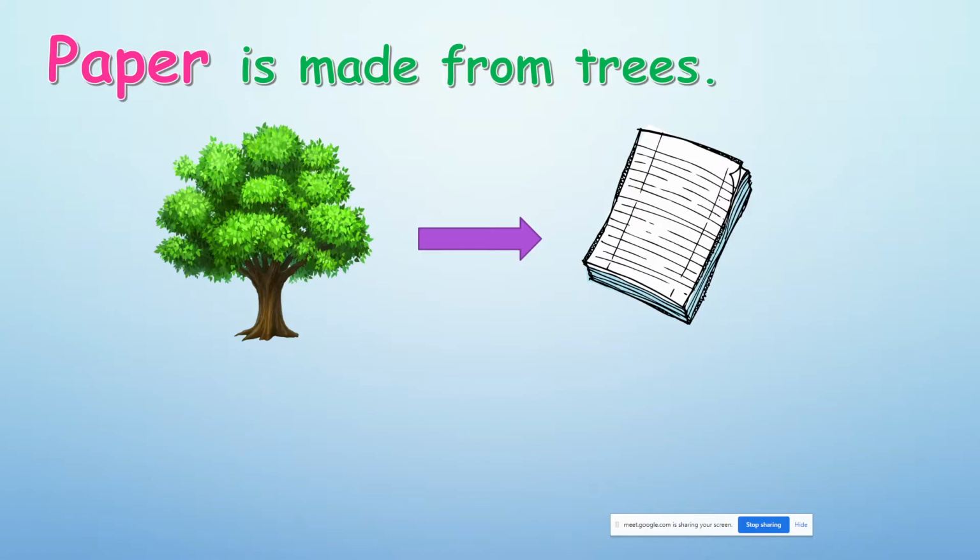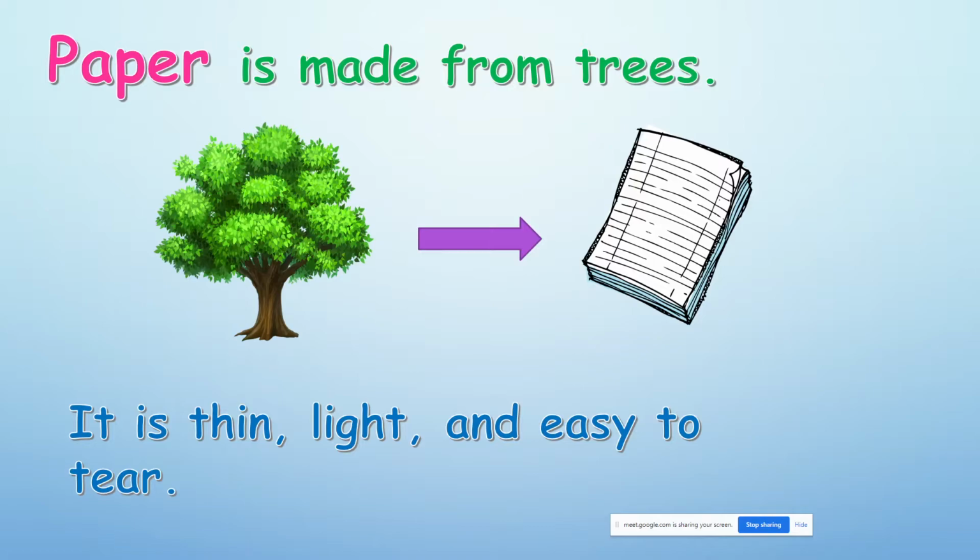I don't know. They usually get some parts of the tree, and then they put some water and some chemicals to form paper. Now, when you recycle paper, when you say recycle, you get old papers. You can turn them into new papers again. You will just put water and some more chemicals or glue, like that.